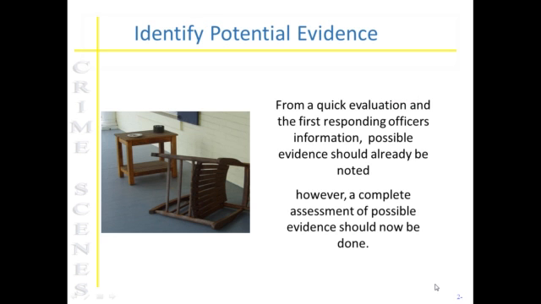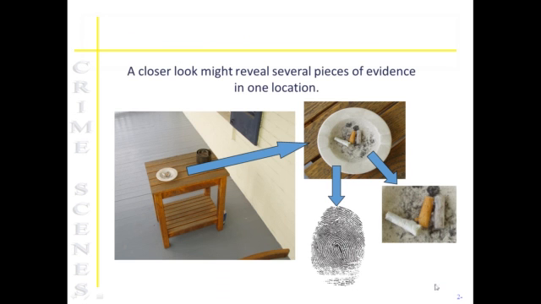No matter what method of search you're using, you're going to want to do that evaluation of the area itself. Make a complete assessment to determine any possible evidence that might be in that scene itself. So usually when you're doing the search with the closer examination, you're going to find several pieces of evidence that might have initially been overlooked through that very quick assessment.